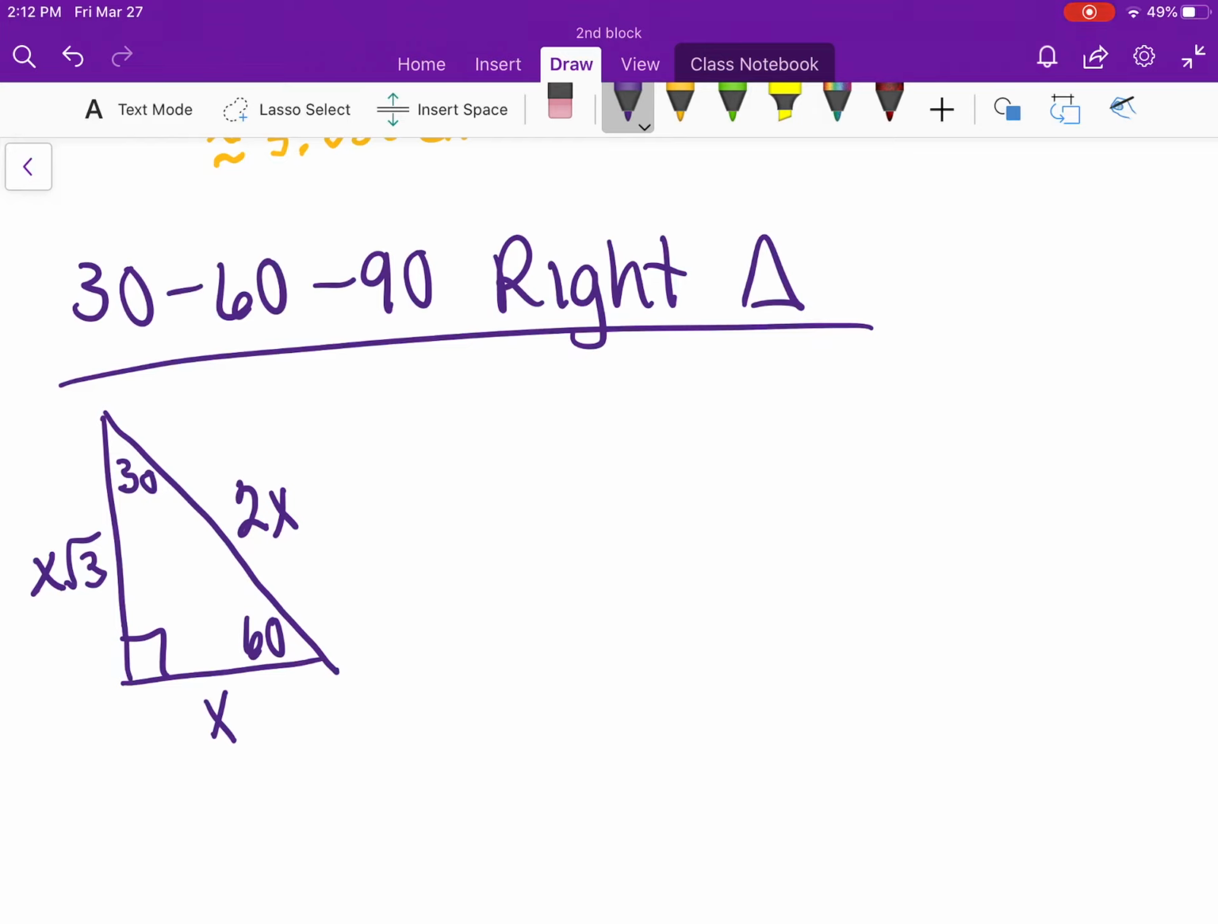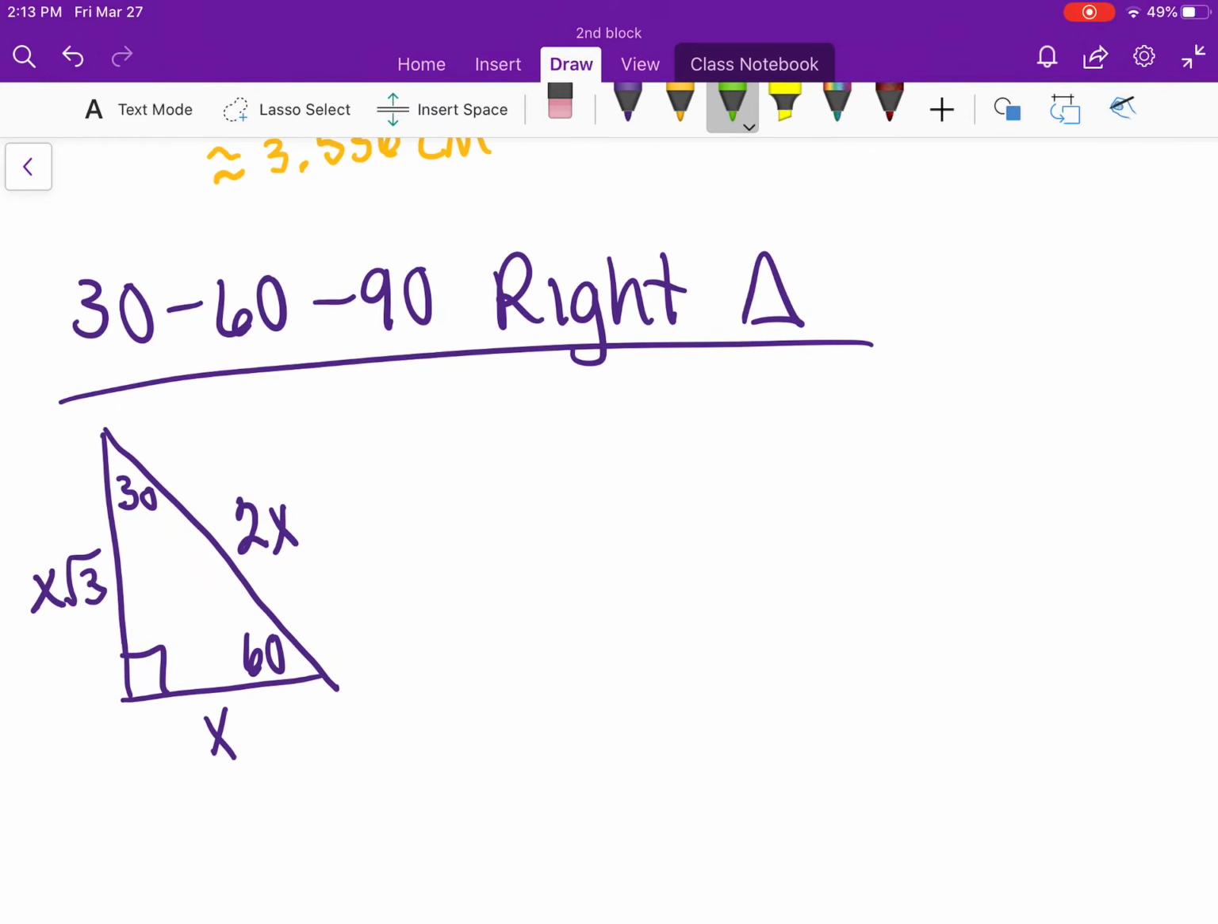The hypotenuse has to be the longest side of your triangle. And if you're getting the formulas confused, multiplying by 2 would make a bigger number than multiplying by radical 3. That's just because 2 is the same thing as radical 4. So radical 4 is a bigger number than radical 3. All right, let's look at an example on how to work through a problem like this.